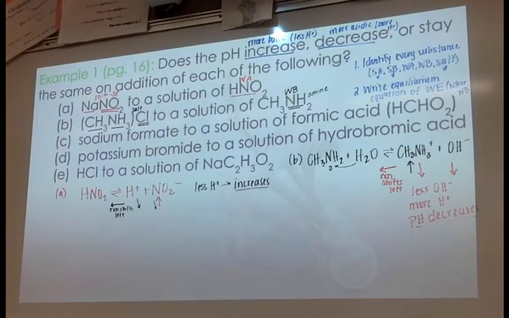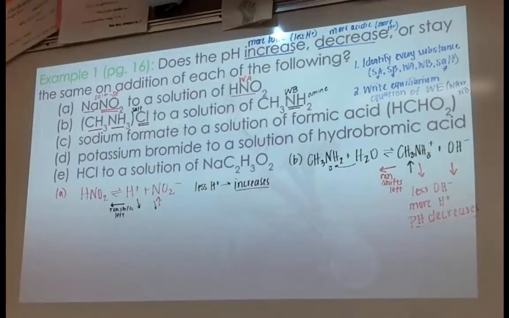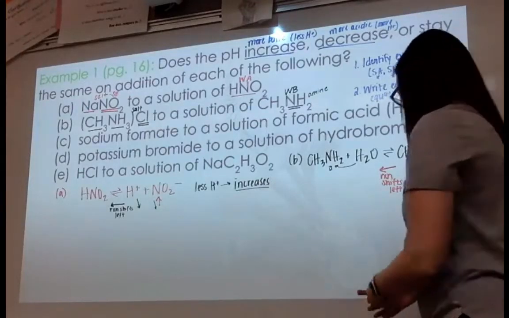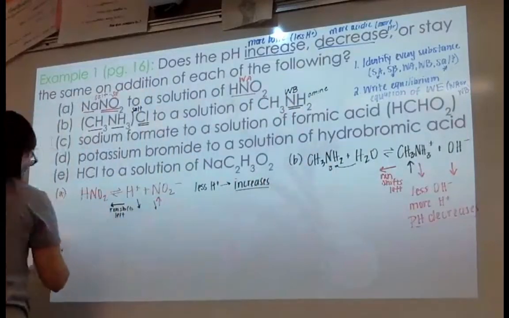Less basic means more acidic, so the pH is going to go down. Every time we add a common ion, the reaction shifts back to the reactants. We actually are reducing the amount of ionization. Let's take a look at part C.